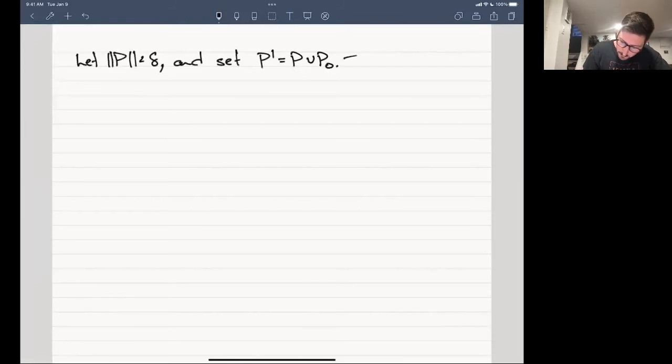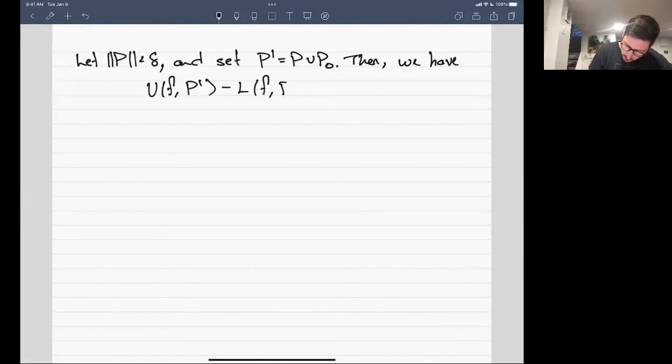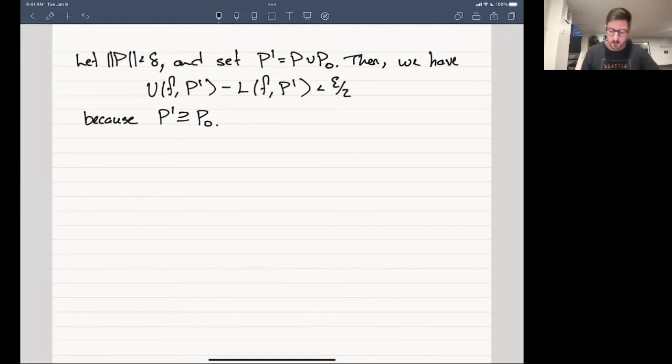And then we have, well, because P prime contains P0, we must have that the upper sum using P prime minus the lower sum using P prime is less than epsilon over 2. And this is because we know that this works for P0 and P prime contains P0. Now, here's what we want to do. We want to be able to bound the upper sums between P and P prime.